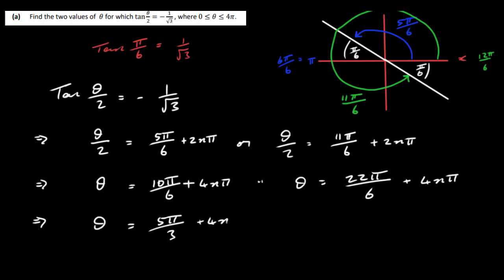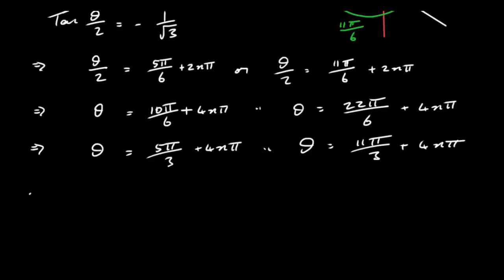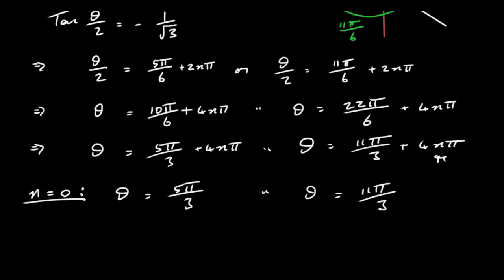Plus 4nπ. And we have theta is equal to 11π/3 plus 4nπ. If n was 0, that would give us theta is equal to 5π/3, and if we put 0 in here, we'll just get 0. Or theta is equal to 11π/3. Again, we put 0 in here, that'll give us 0 there.